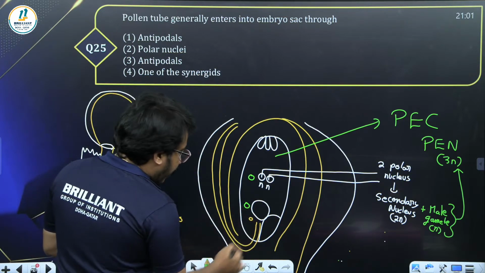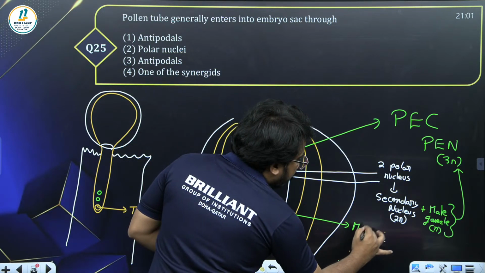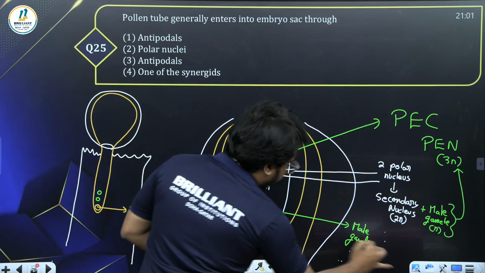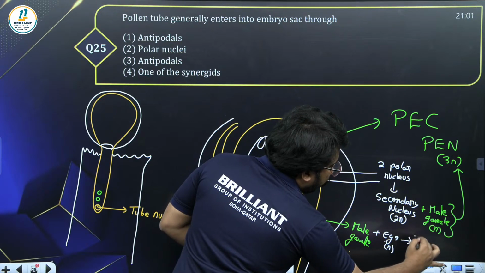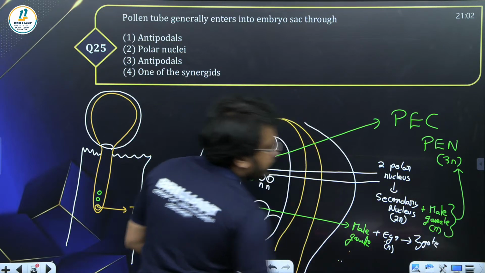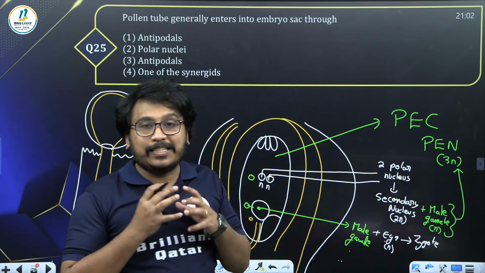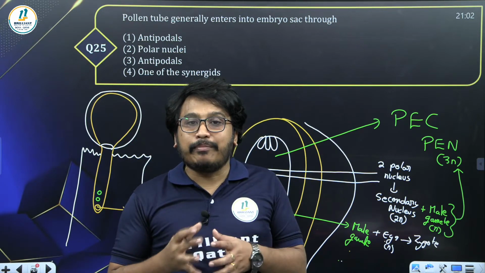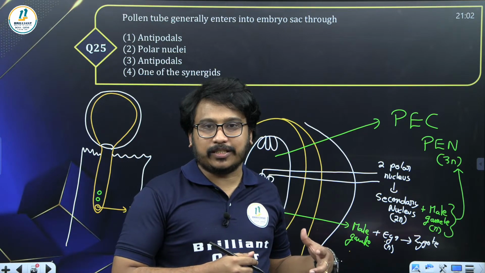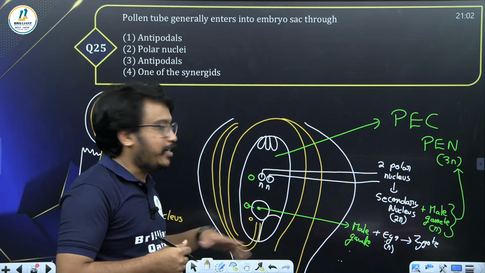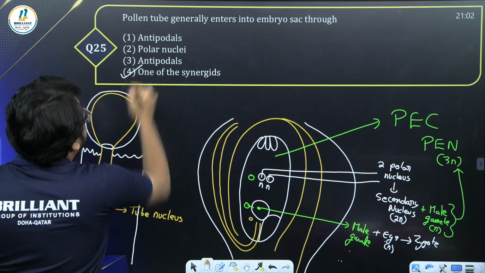At the same time, the egg will be fusing with the other male gamete. This will form the zygote. The process is called syngamy. So like this, two fertilizations happen at the same time. This is called double fertilization. Hope you got this much. This is also an expected question area, double fertilization. So the pollen tube's entry is through one of the synergids.